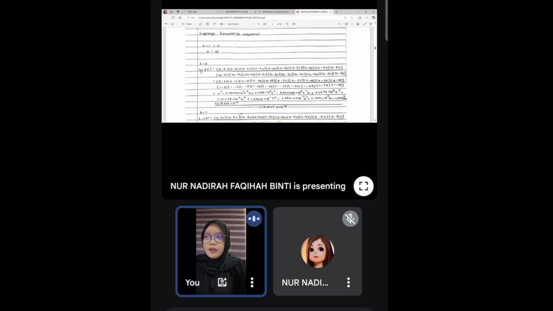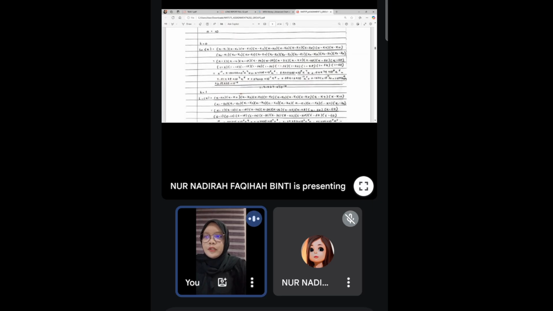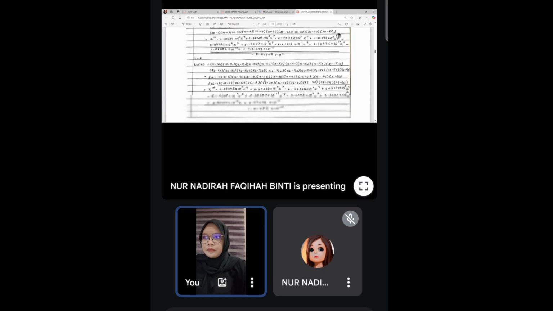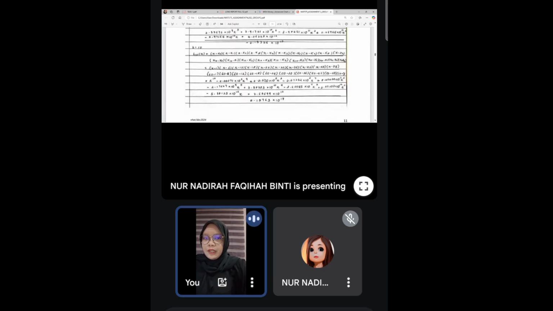In L0(x), we will enter the value of 0 into this equation. And this is the final equation that we will get for the first one. And we will continue doing it until k equals 10. For k equals 10, we will get the final equation for k equals 10.